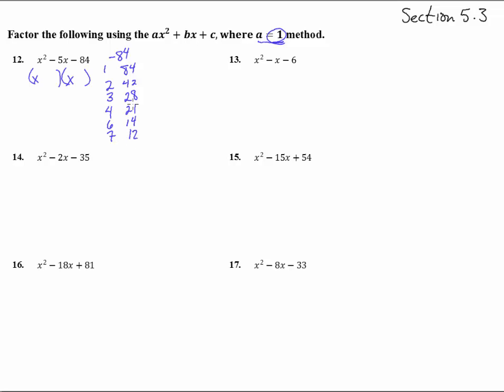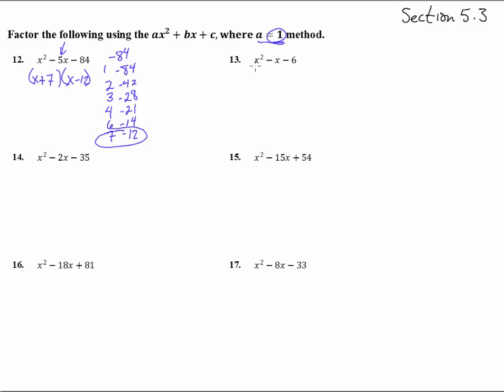There we go. So if we look at these, one of these has to be negative, one of them positive. So if we put negatives down here, we can kind of see which set is going to add to 5. This is adding to negative 83, negative 40, negative 25, and there we have it. The 7 and the negative 12 add to the negative 5. So it's x plus 7, x minus 12.